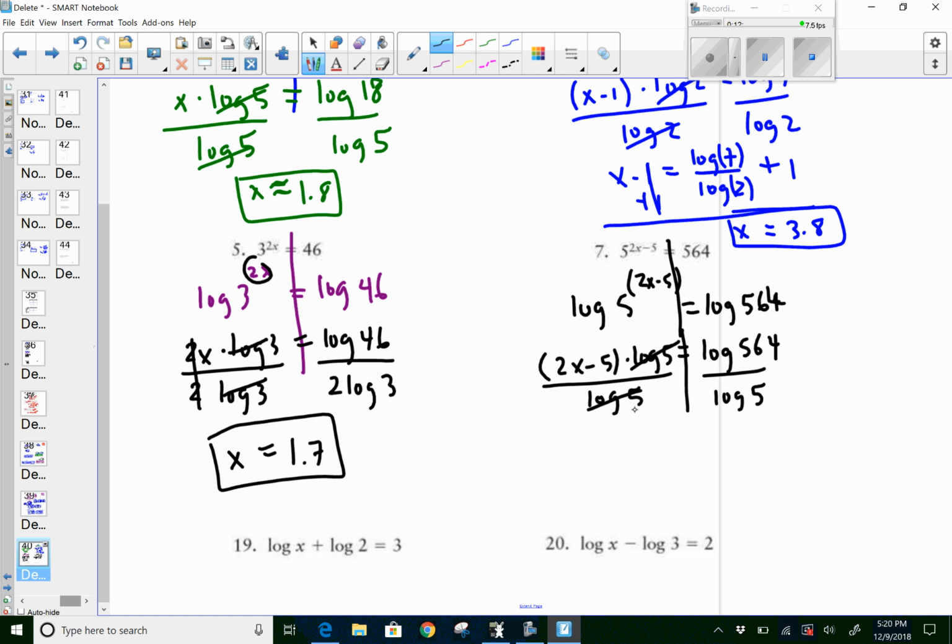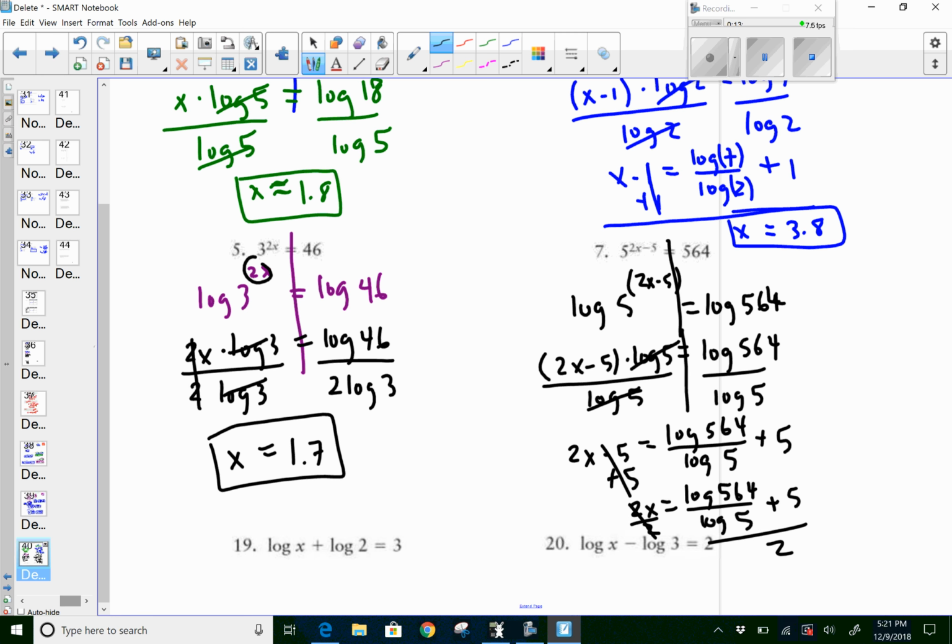I don't want to do too much here. So I'm going to have 2x minus 5 is equal to this whole thing right here: log of 564 divided by log of 5. I want to add 5 to both sides. Plus 5. That allowed us to cancel that out. So I get 2x is equal to this whole thing: log of 564 divided by log of 5 plus 5. And then I want to divide both sides by 2.